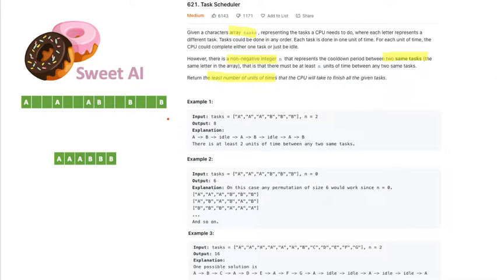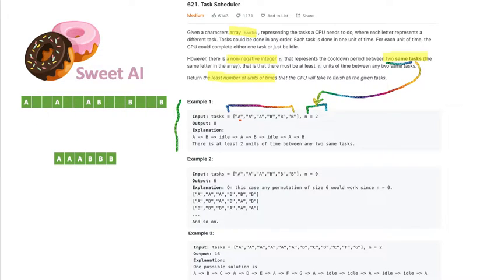So let's do the first example to understand the question. A list of tasks is given and a cooldown period between two same tasks. The cooldown period only applies if the CPU is doing two same tasks. So let's ask the CPU to iterate over these tasks and see what happens.